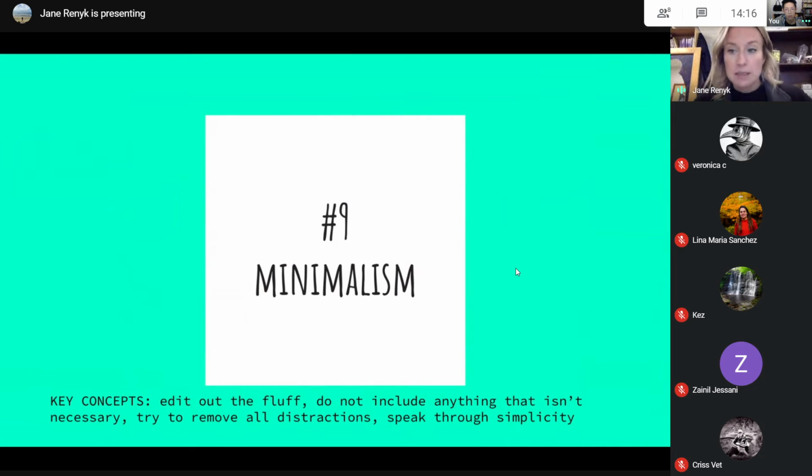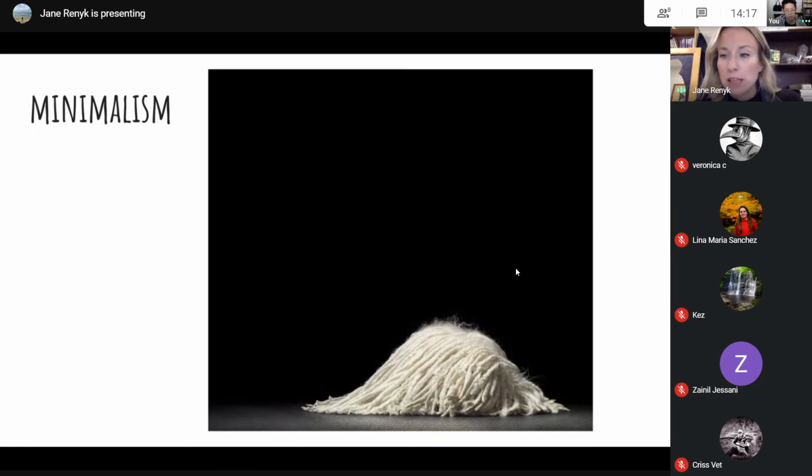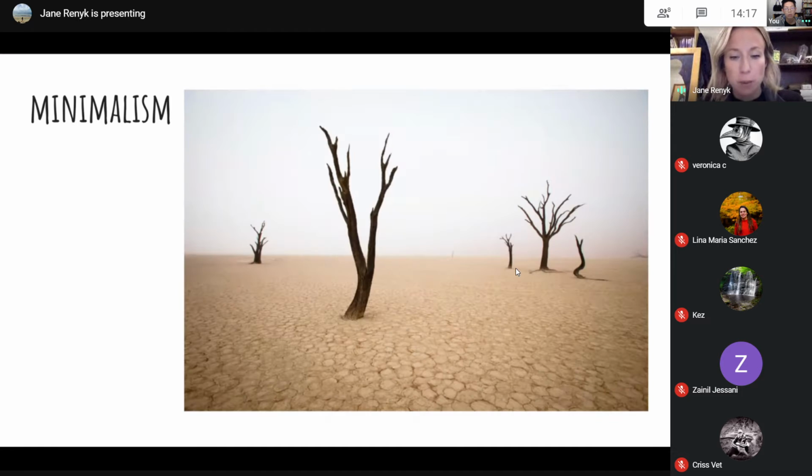And then minimalism is another concept. It's really about eliminating the fluff, eliminating all of the extra stuff that you don't need in the shot, really zeroing in on that subject. What is your goal for this picture? Getting rid of everything you don't need.